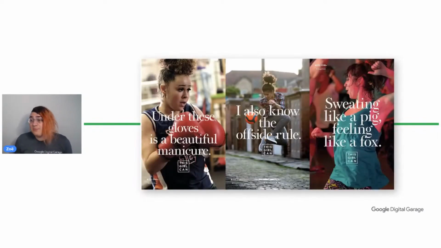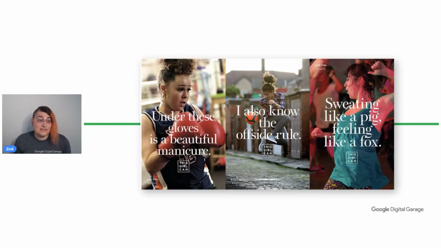Here's a really great example of tone of voice. This is the This Girl Can campaign. This was on social media. It was on physical billboards. It was huge. And you can see it's a little bit cheeky and it's quite provocative. Under these gloves is a beautiful manicure.